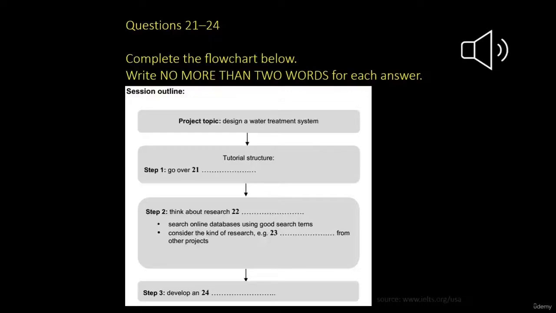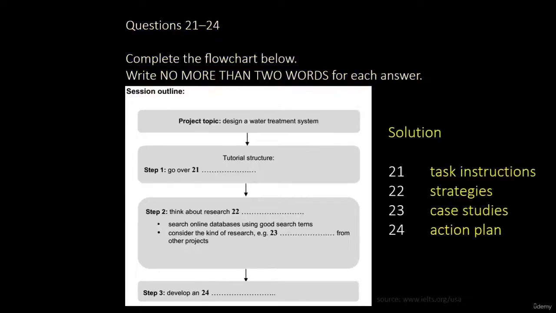Great, we are back, and I hope you got all of them correct. Now we're going to see the answers, and you can check your own answers as well in your book. The first one, which is number 21, is task instructions. Second one is strategies. Third is case studies, and fourth is action plan. Now check in your book if you got all of them correct.